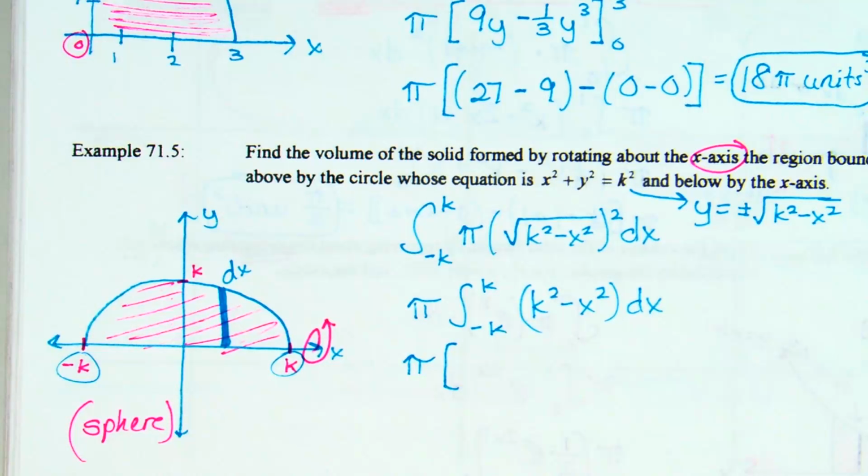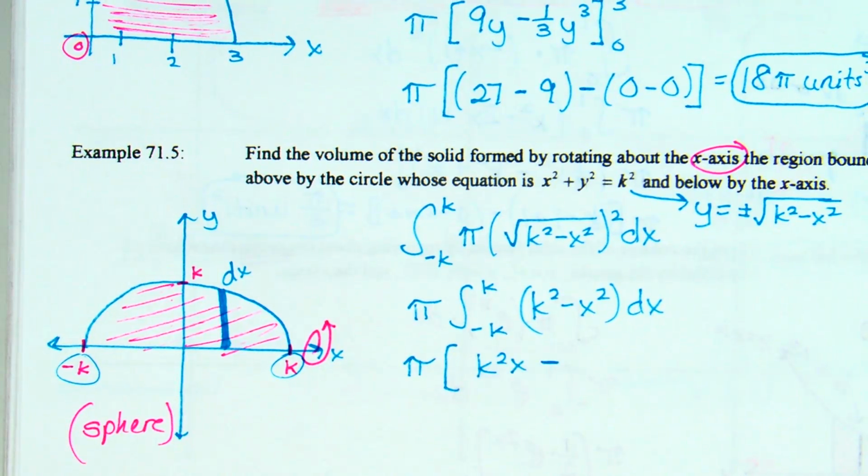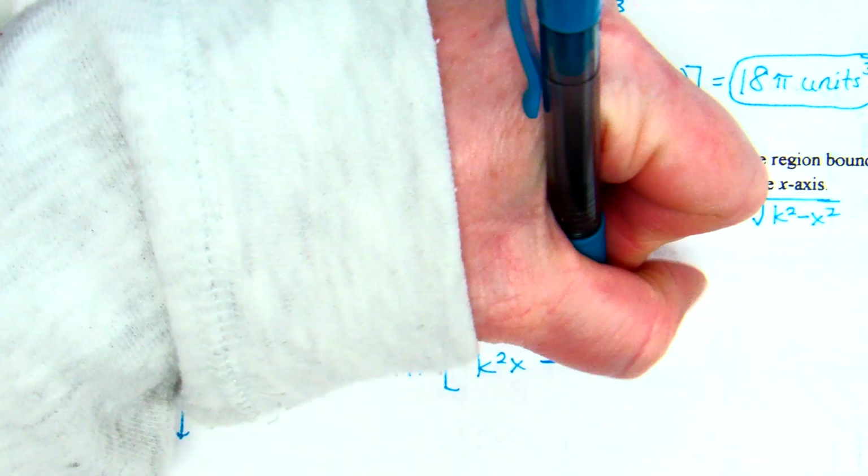Okay, guys, be careful. The integral of k squared. Remember, k squared is a constant. It's a number. What's the integral of a number? K squared x. You add an x, right? So like if I said, what's the integral of 9? You'd say 9x. So what's the integral of k squared? K squared x. Minus. Now, x squared is a normal x. So what's the integral of x squared? 1/3 x cubed. Evaluated from negative k to positive k.